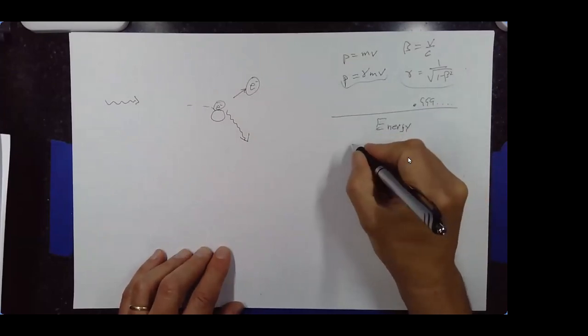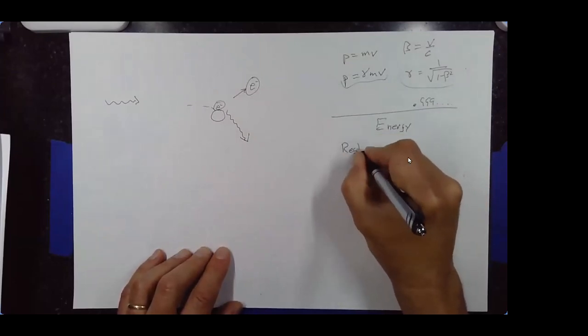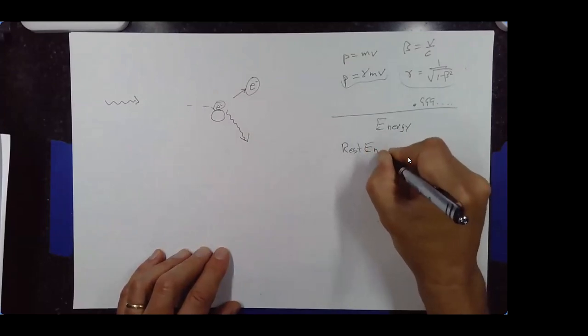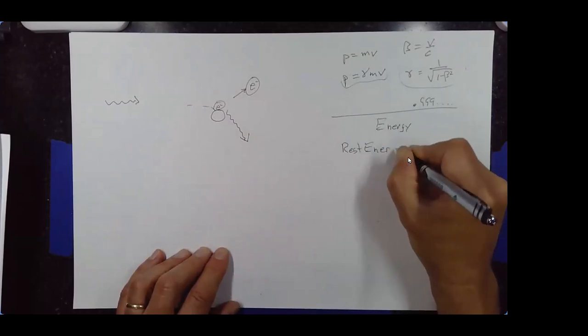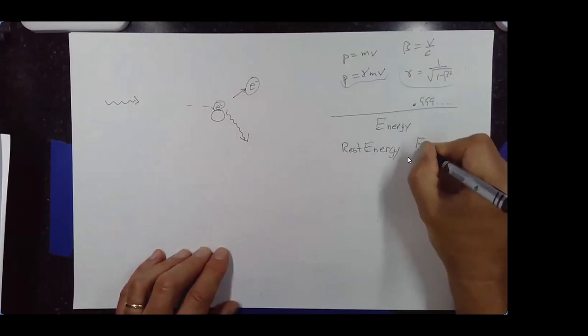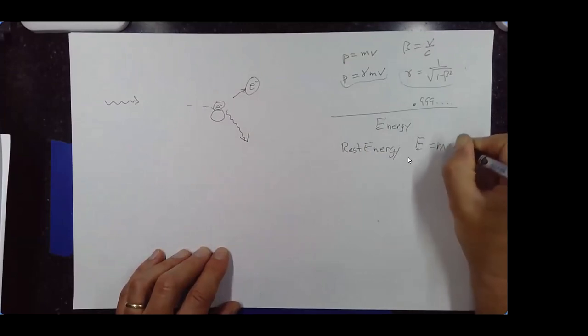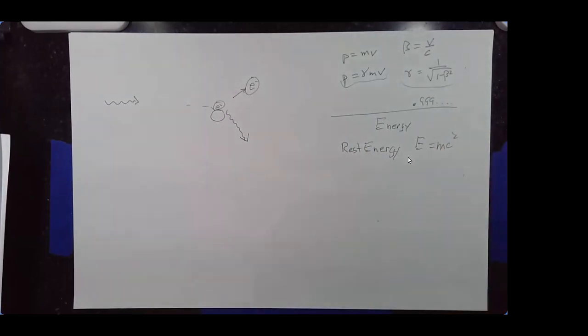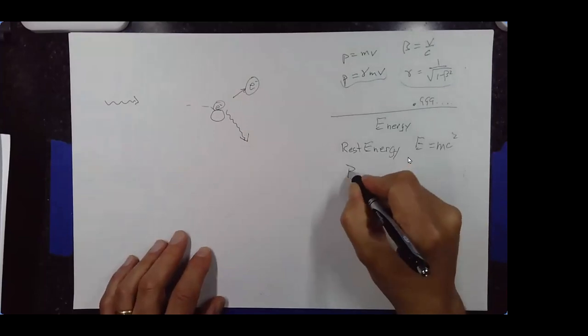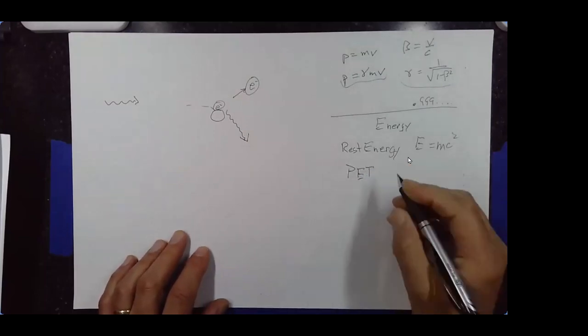There's one energy that we might call rest energy, and that's the energy that something has just because it exists. And that's where the famous E equals mc squared comes in. And that is a particle at rest just because it has mass will have that. And there are situations where this will show up. For instance, let's see, positron emission tomography, a PET scan.